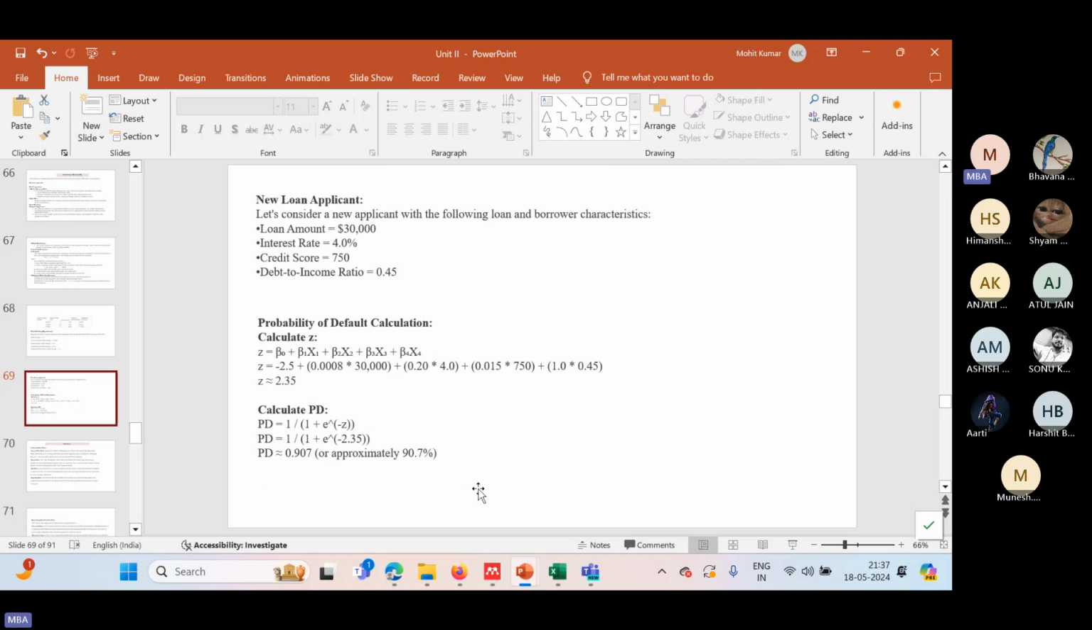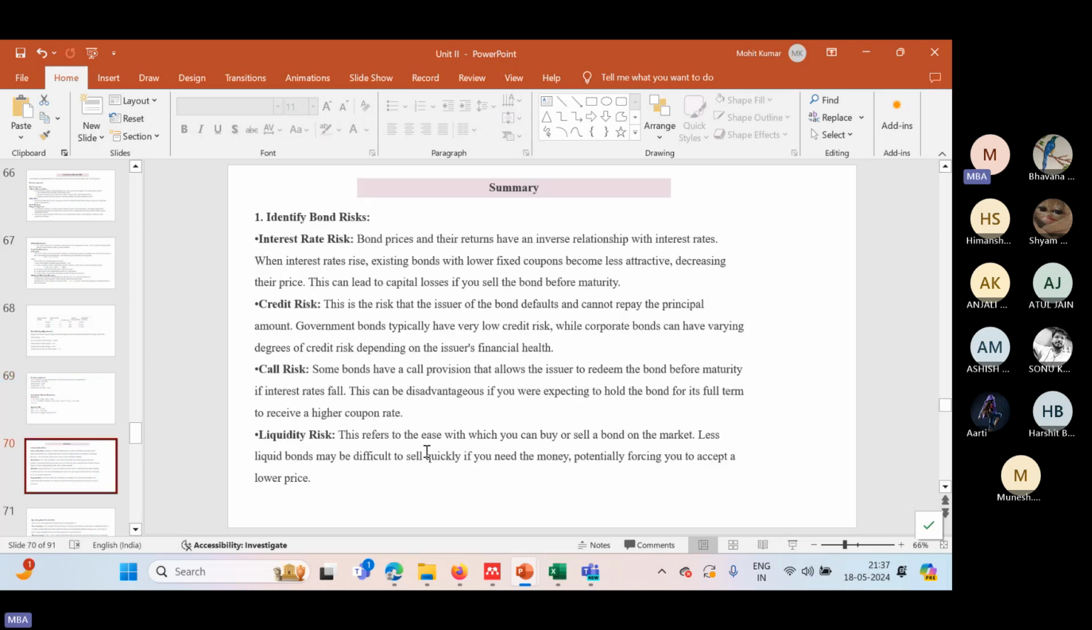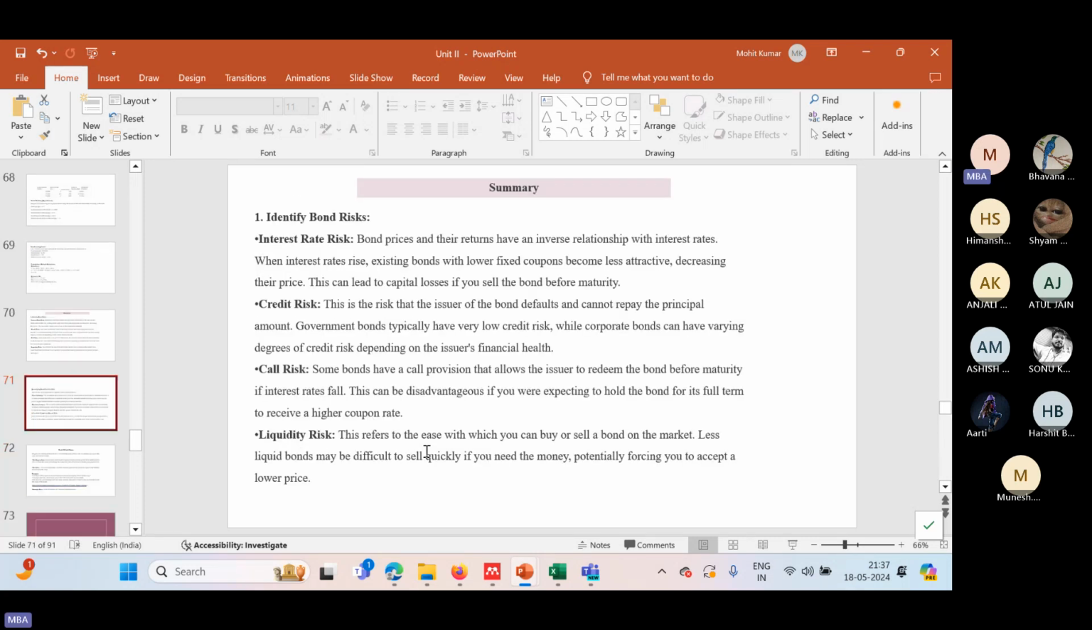Now a new person came and applied for a loan. You took all the data, and based on your historical values you put in his values and calculated his probability of default, which was 90.7%. That is, the probability of default is very high, and that's how we calculated the probability of default. This was the summary of the chapter.